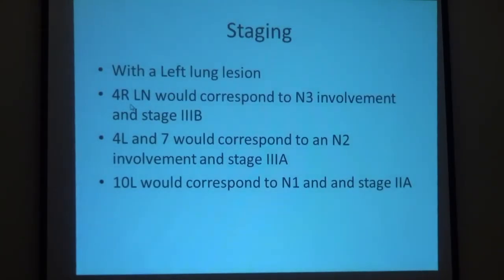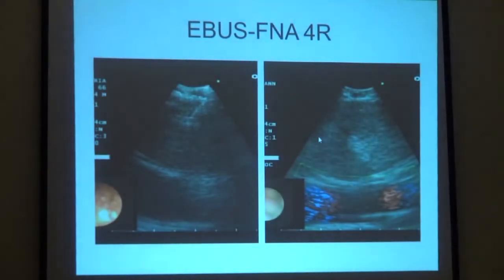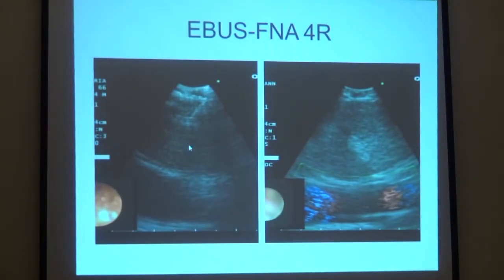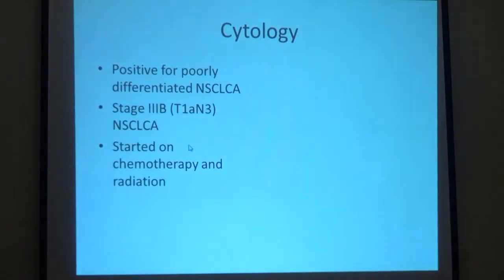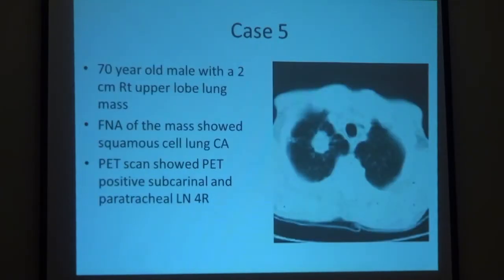So with the left lung lesion, 4R is what I just said. These are the images for the 4R. Cytology was positive. So the patient had T1 N3 non-small cell lung cancer, so given chemoradiation, because there's no benefit from doing surgery in 3B. So we do chemoradiation.